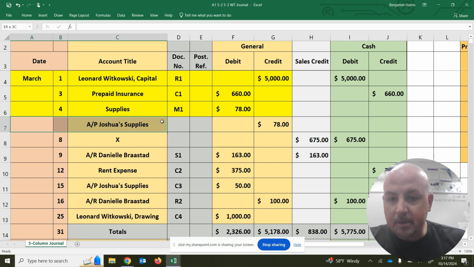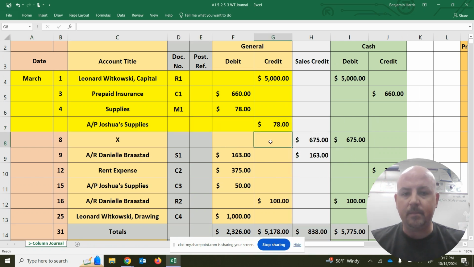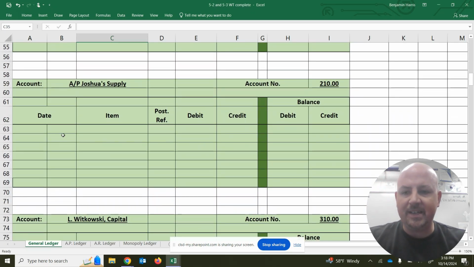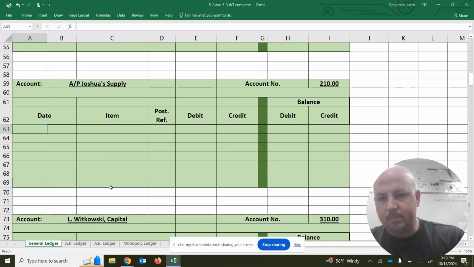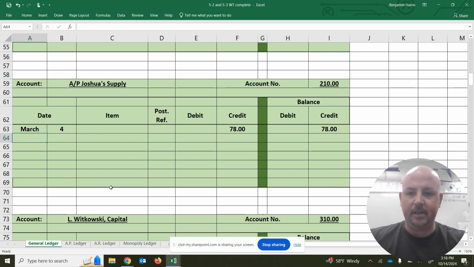Okay, our next one up here is Joshua Supplies, and there's a $78 credit there. Let's go find Joshua Supplies. Joshua Supplies is a liability, which means that it's going to have an account number that starts with the number 2. In this case, it's number 210. The date is March the 4th once again. And I'm going to put in a credit here of 78. That will make it a credit balance here of 78.